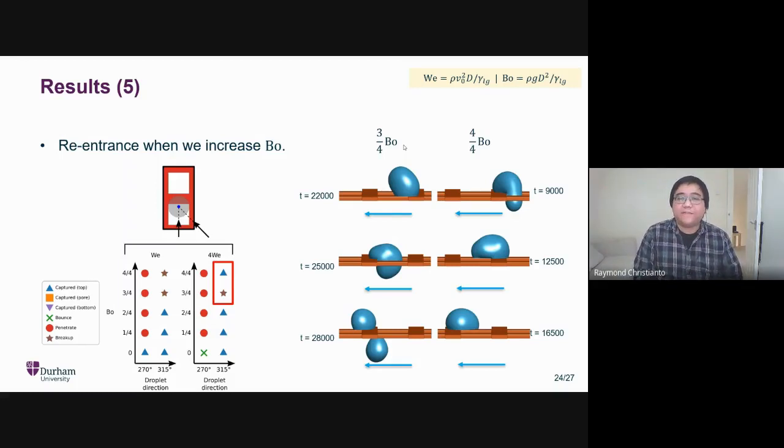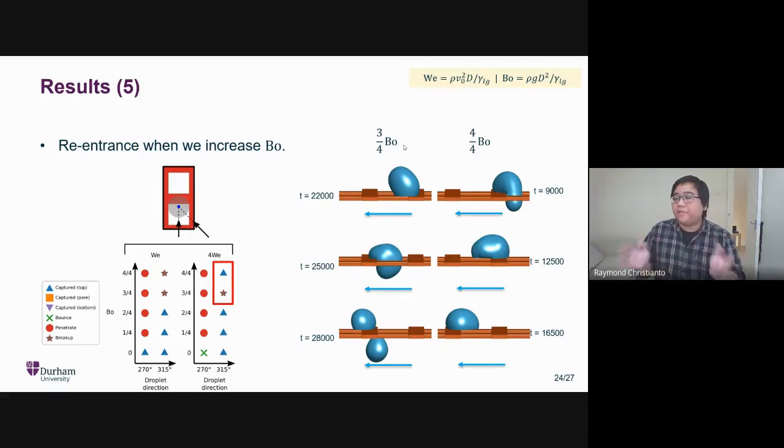We have a couple of hypotheses. Our first hypothesis is, okay, maybe we need to run the simulation long enough, because usually we just run it for quite a short time, and then see whether we can already see any of this behavior, whether it got captured, or just bounced off, or it penetrated.